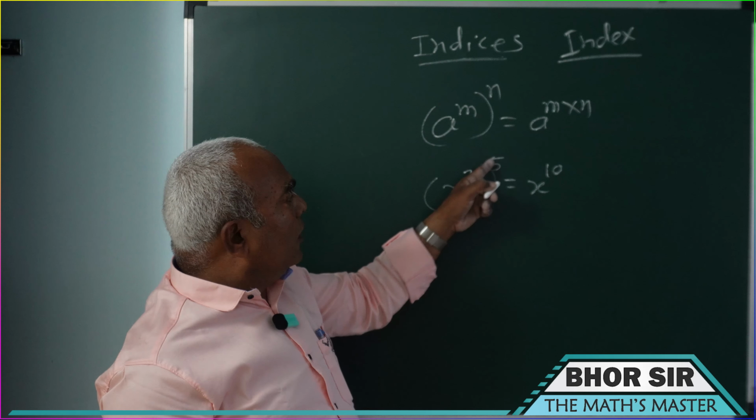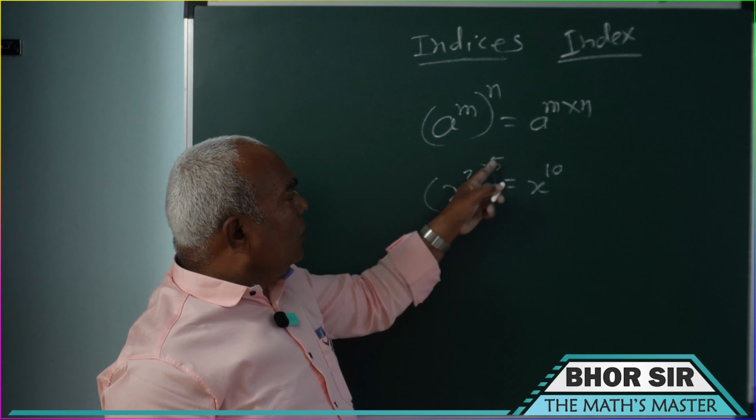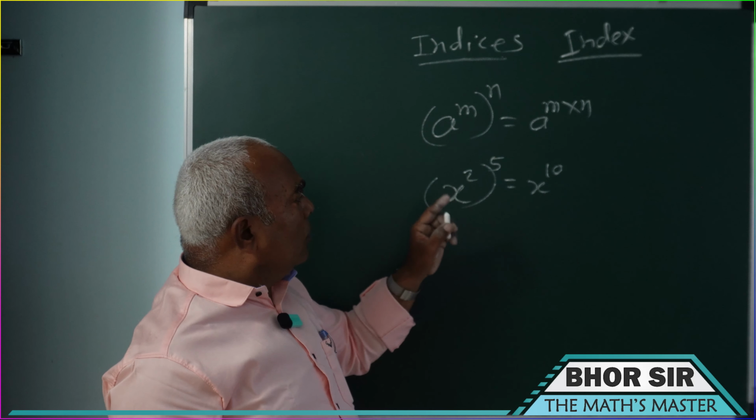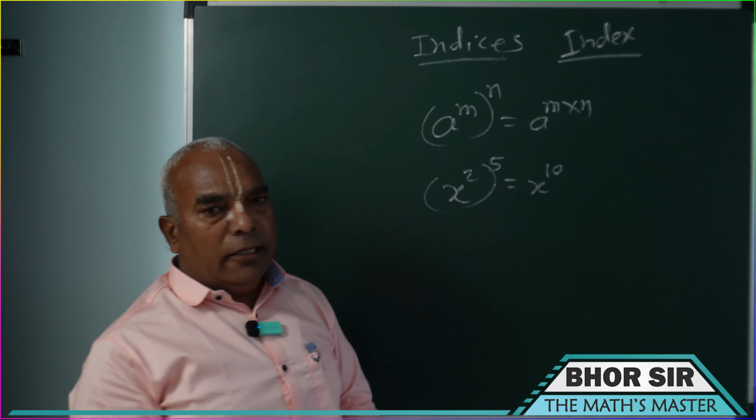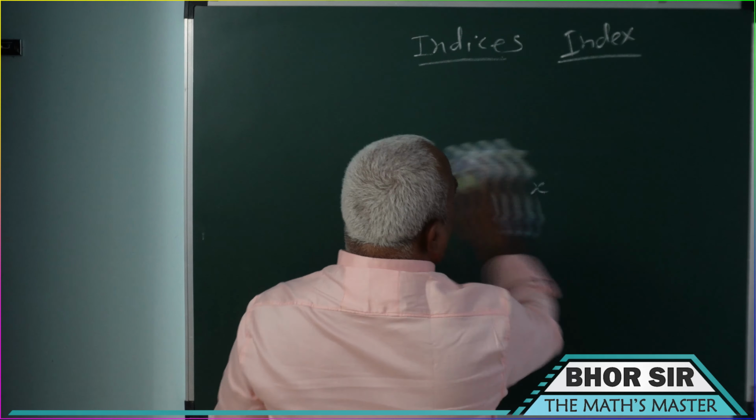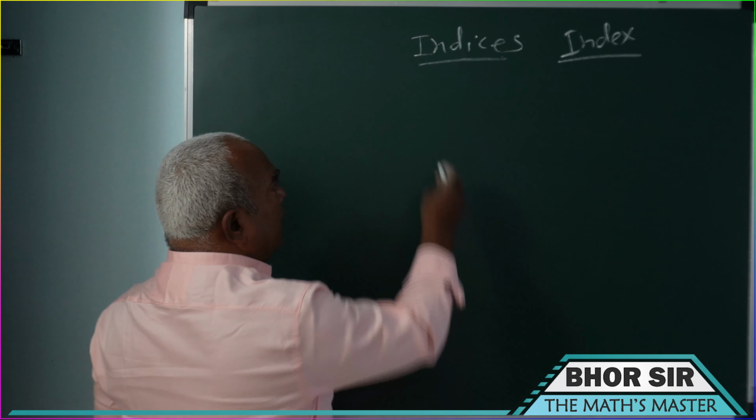This way. Don't make 5 of 2 means we should not write here 32. Answer should be what? 5 to the 10. This is the third rule. Okay. One more rule. See here.